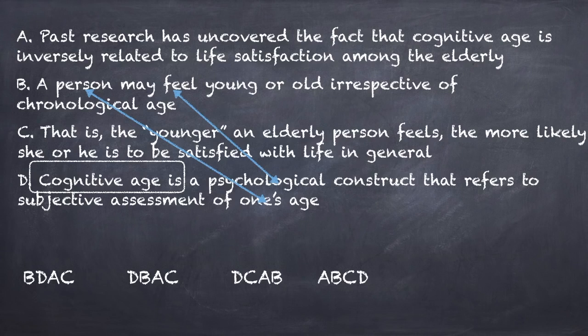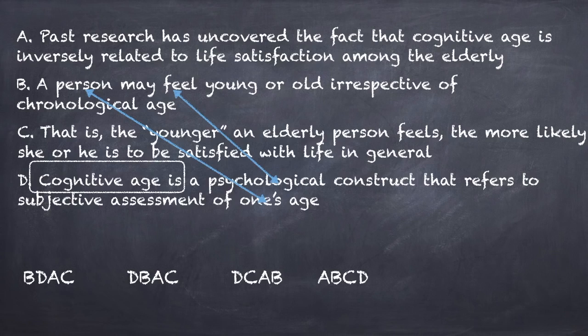So cognitive age is a psychological construct that refers to subjective assessment. Again, subjective means feeling, what you feel for something. Assessment of one's age. A person may feel young or old irrespective of chronological age. That means your age could be 40, but mentally you might feel 18 or 15, right? So chronological age is your real age and cognitive age is the age you feel. This is what the paragraph is saying, right?